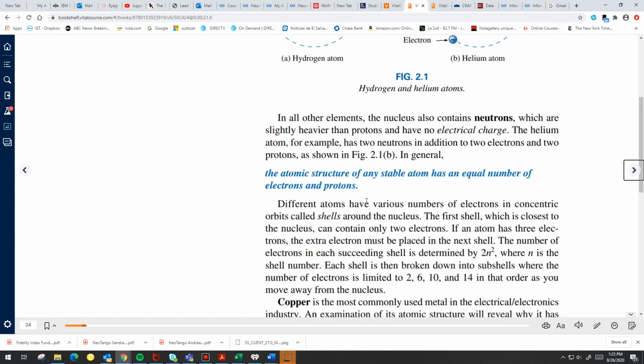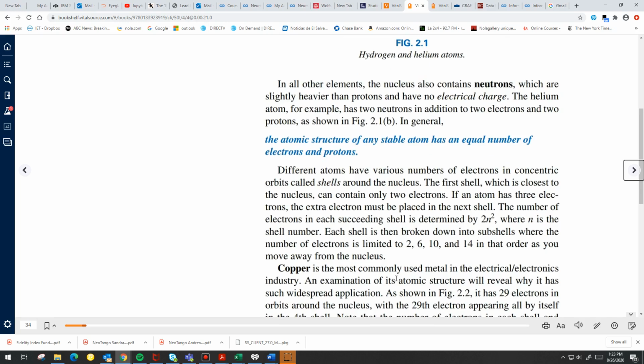Now, depending on what type of element it is, the number of electrons that you'll have in each of those shells is determined by this number, 2n squared, where n is the shell number. Each of the shells is broken down into subshells where the number of electrons can be 2, 6, 10, 14, depending on what number of electrons there is for that particular element.